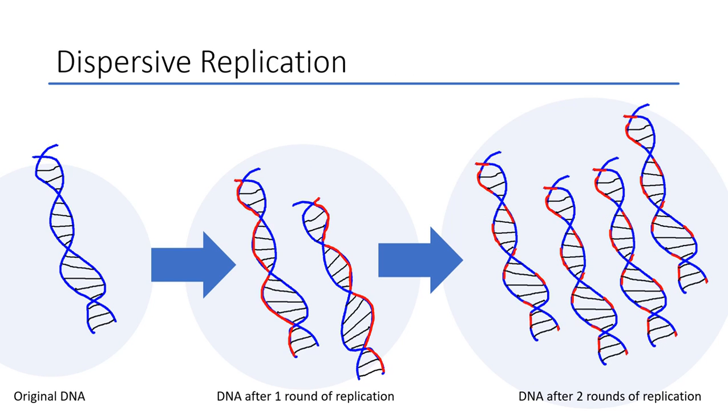For dispersive replication, the DNA material is randomly repaired together after replication. Statistically speaking, after 1 round of replication, this would result in 2 DNA helices, each with half the original DNA material and half material that was duplicated. The second round results in all 4 DNA strands with mixed materials.